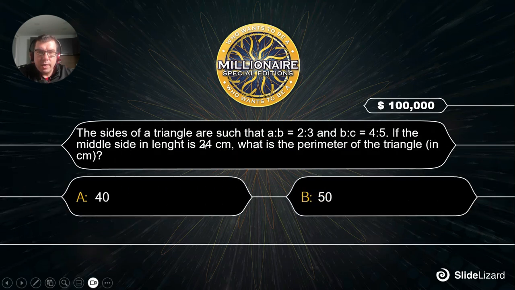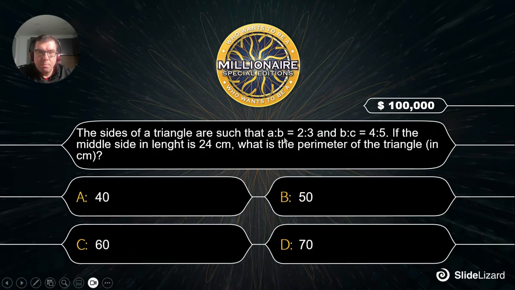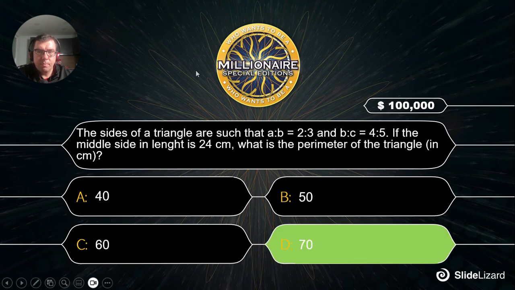The sides of a triangle are such that a to b equals 2 to 3 and b to c equals 4 to 5. If the middle side in length is 24, what is the perimeter of the triangle in centimeters? Did you find D, 70? 70 is correct. Let's solve it together.